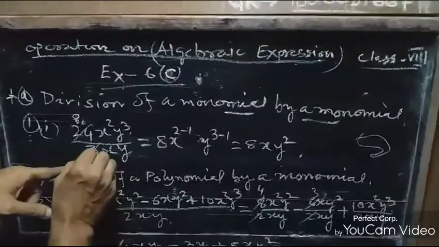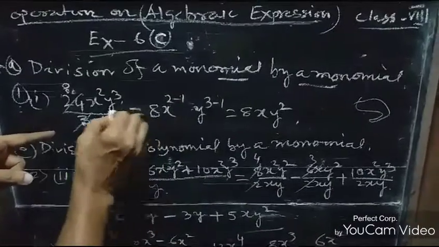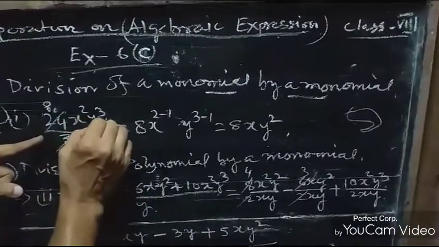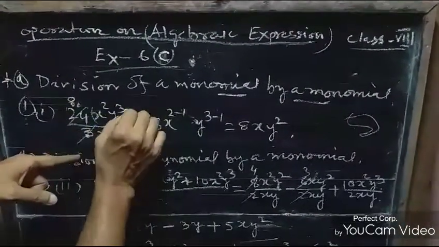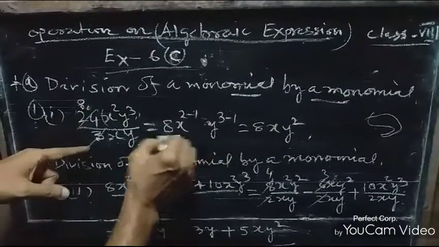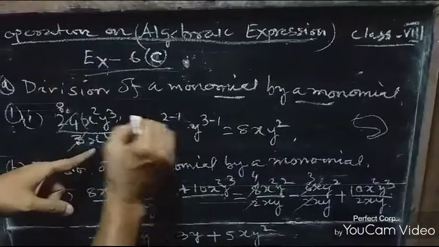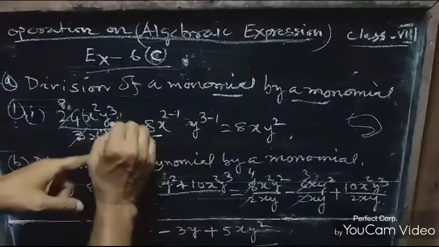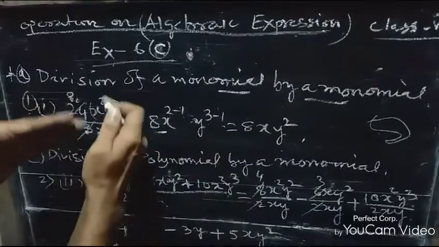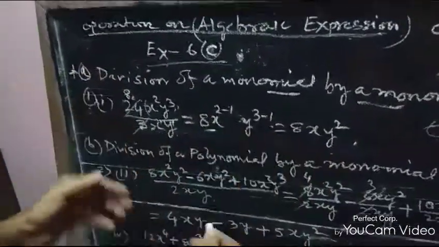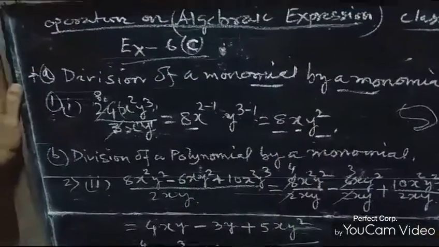Here we have to find the simplest form, starting with the coefficient of the variable. That is 24x square y cube divided by 3xy. 24 is the coefficient of this part and 3 is the coefficient of this part, so 24 divided by 3 is 8. With the help of the exponents, x to the power 2 minus 1 gives power 1, and y to the power 3 minus 1 gives power 2. Whenever we divide, the exponent is subtracted. So it has come 8xy square.